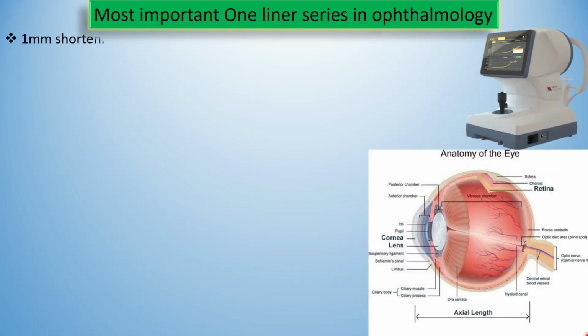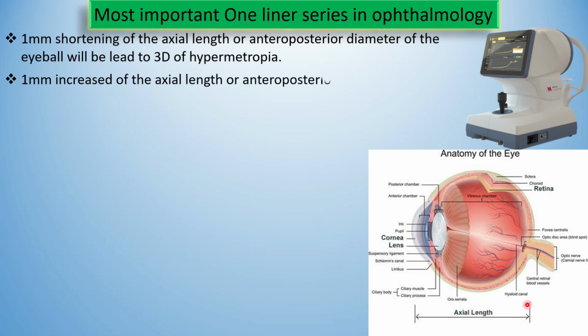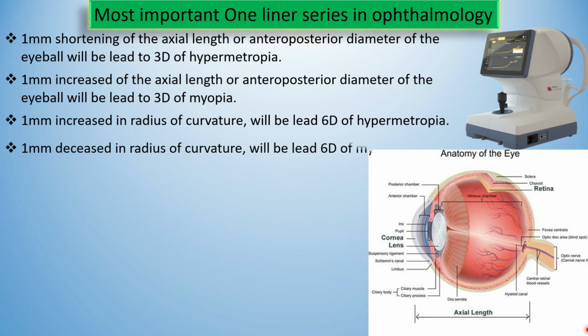1 mm shortening of the axial length or anteroposterior diameter of the eyeball leads to 3 diopters of hypermetropia. 1 mm increase of axial length leads to 3 diopters of myopia. 1 mm increase in radius of curvature leads to 6 diopters of hypermetropia. 1 mm decrease in radius of curvature leads to 6 diopters of myopia.